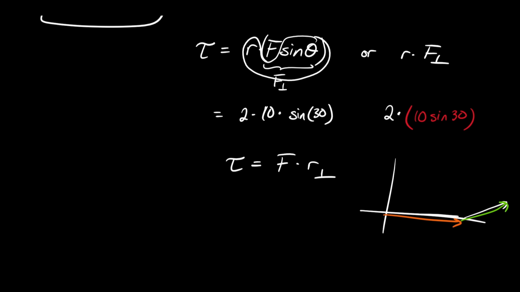So he's telling you, break your orange arrow into a right triangle and only use this leg right here, the part that's perpendicular to this green force arrow. Once again, we'll see that it's the same number. He's just chosen to package the sine with the r.